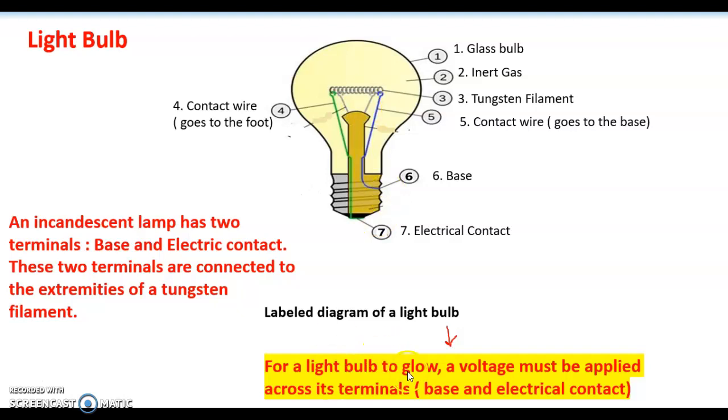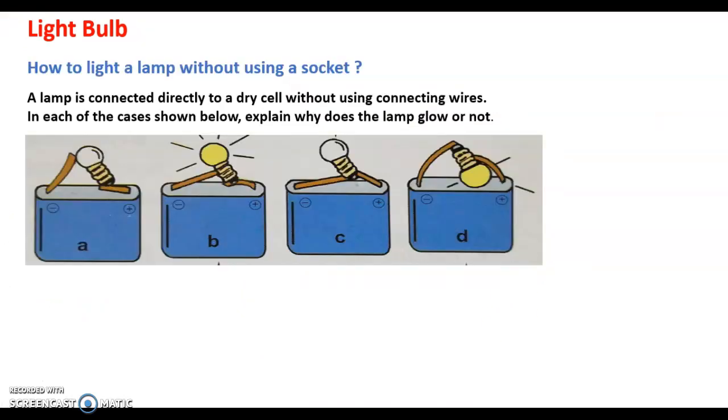So now, for a light bulb to glow, voltage must be applied across its terminals, which are the base and the electrical contact. So this is the rule. Now, how to light a lamp without using a socket? A lamp is connected directly to a dry cell without using connecting wires. In each of the cases shown below, explain why the lamp glows or not. So we have to refer to the rule, which is applying a voltage across the two terminals of the light bulb.